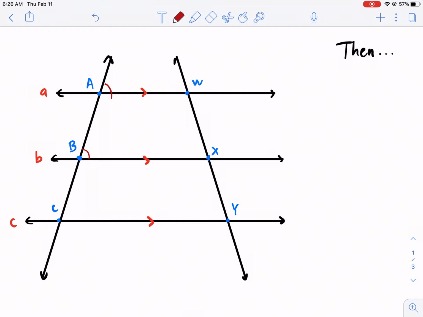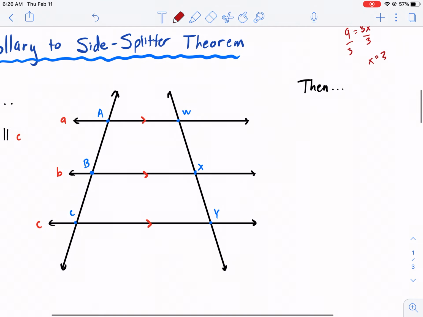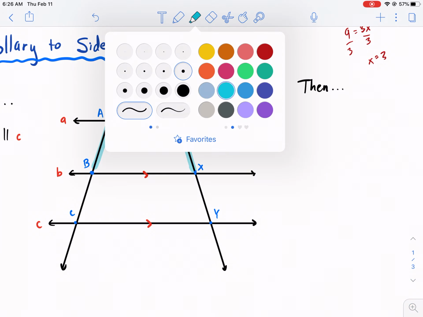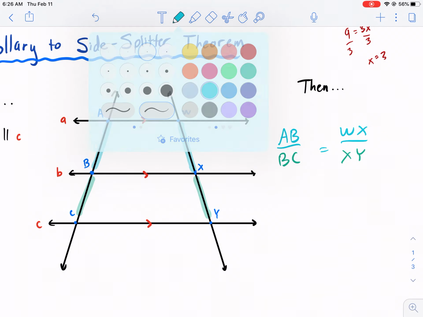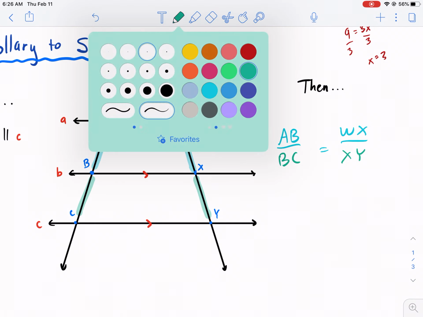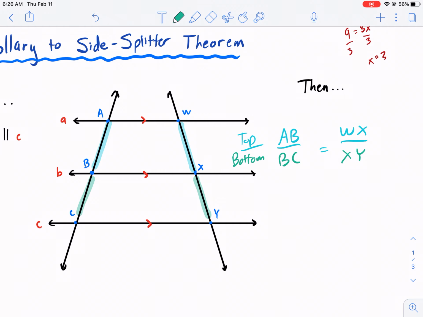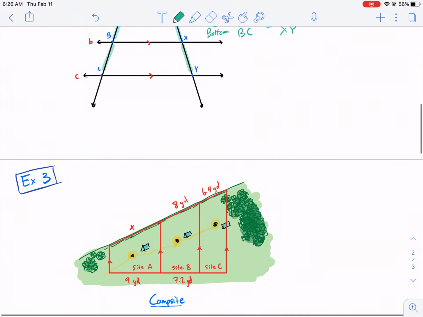Okay, so with that in mind, we can make another statement, and that's something very similar to what we already talked about. We can say that AB over BC is the same as WX over XY. So you can see that it's like the top part over the bottom part. So it's the same deal. It's just not in a triangle this time, okay? But the same principles apply.